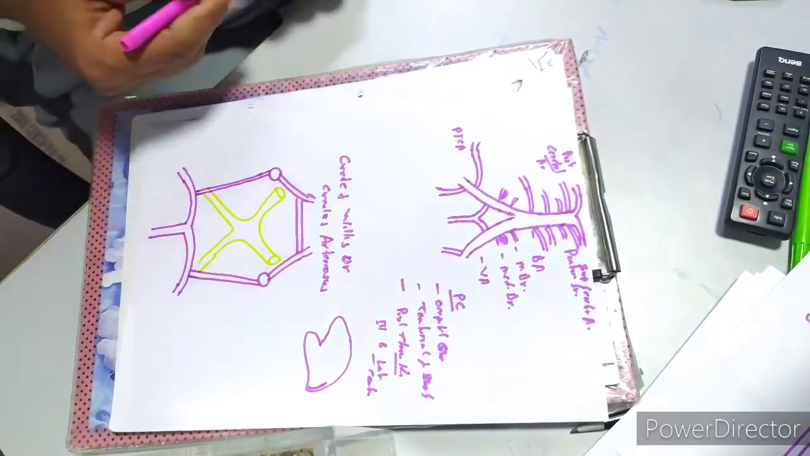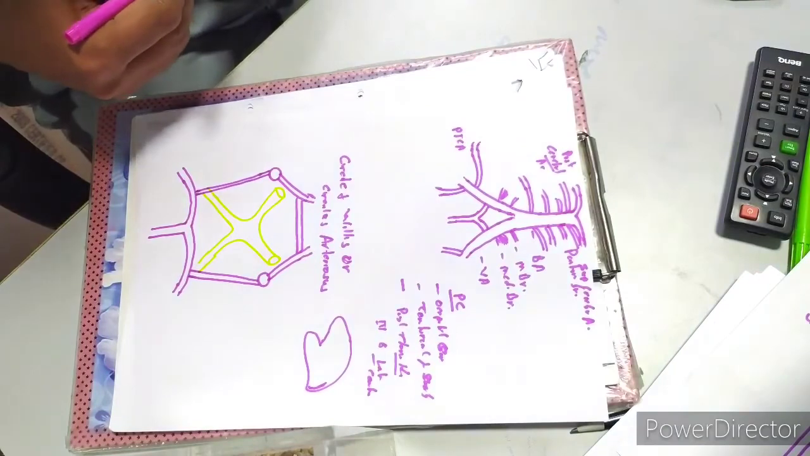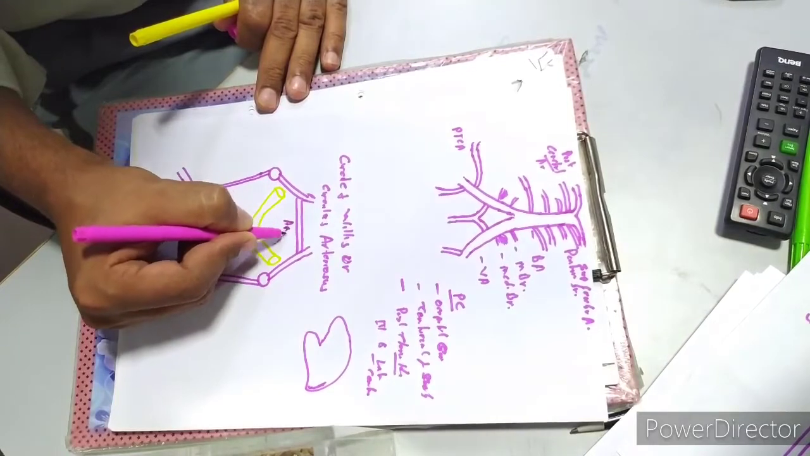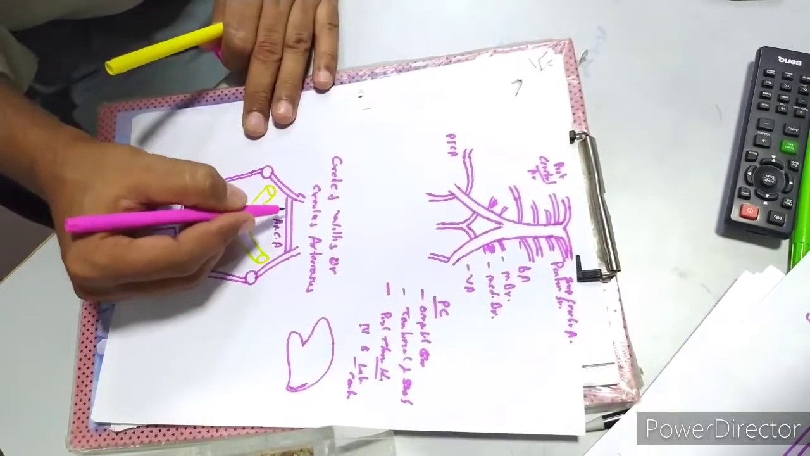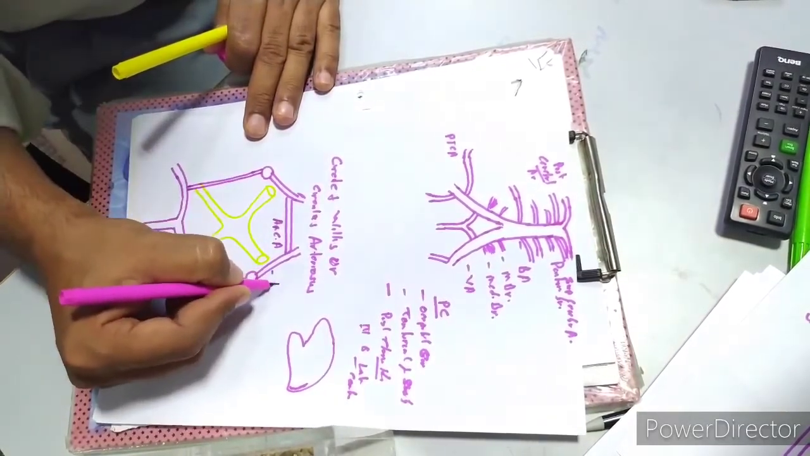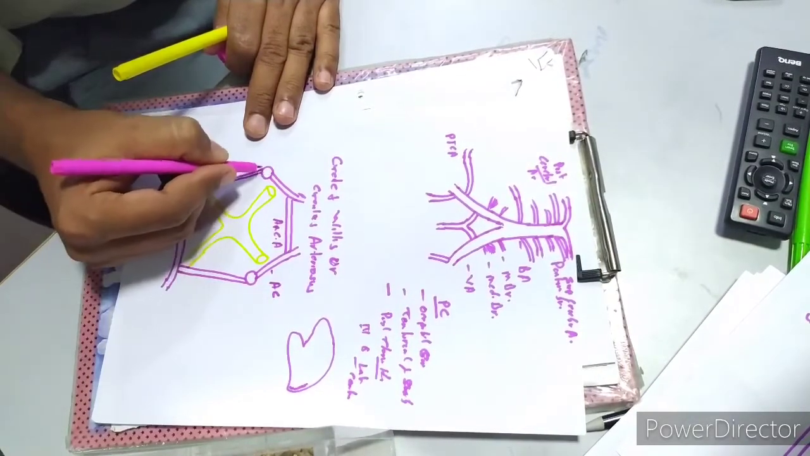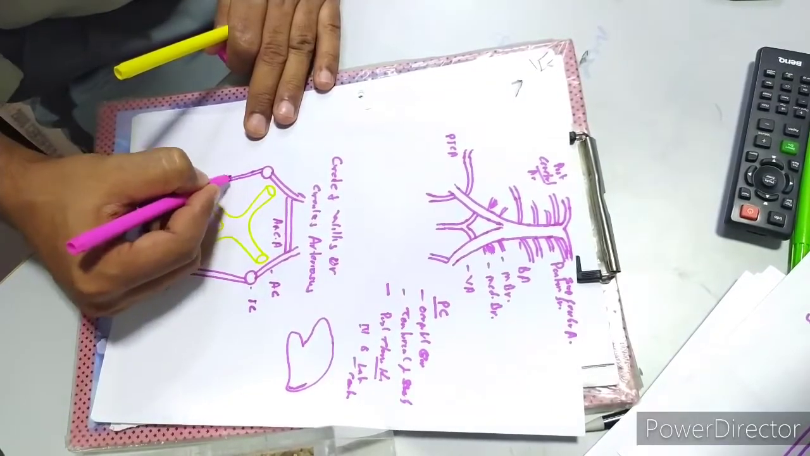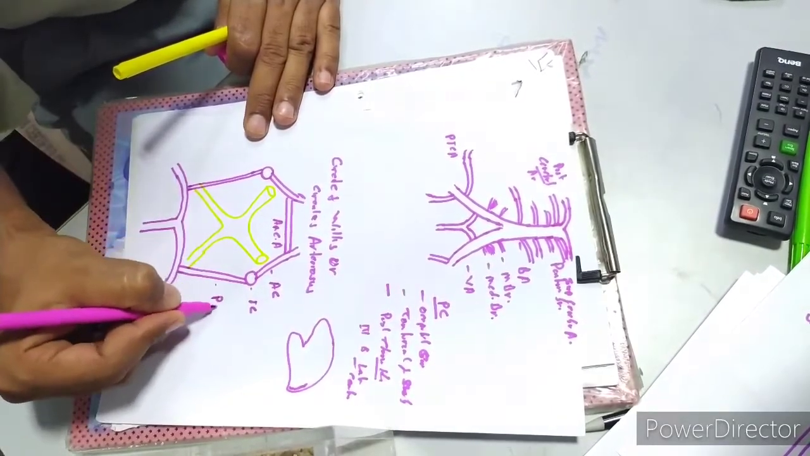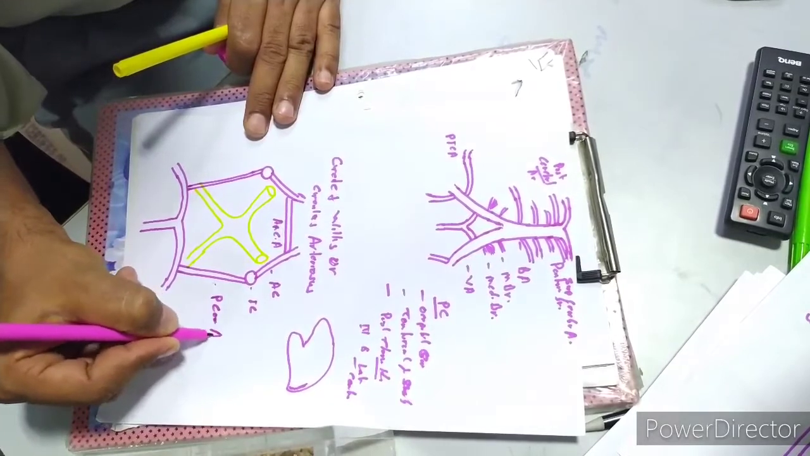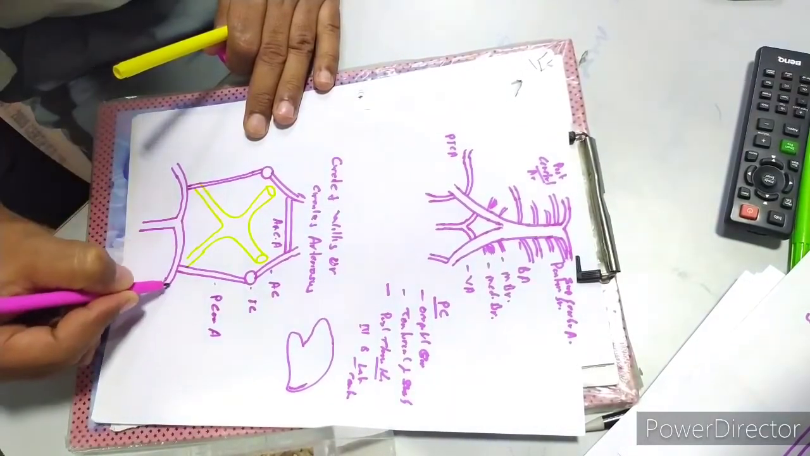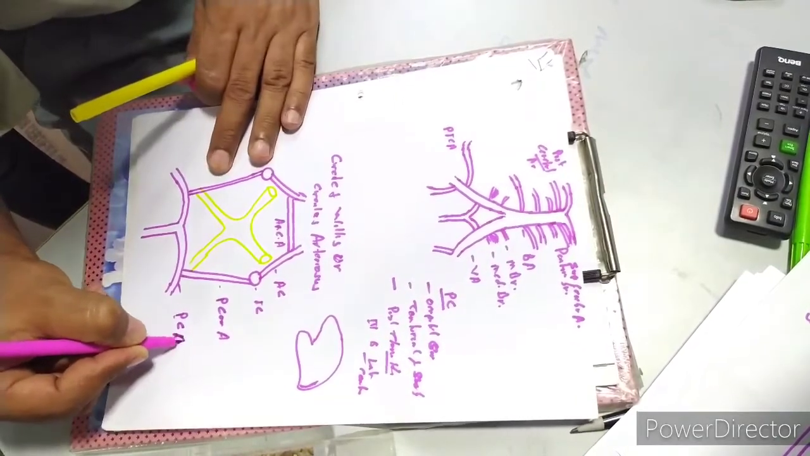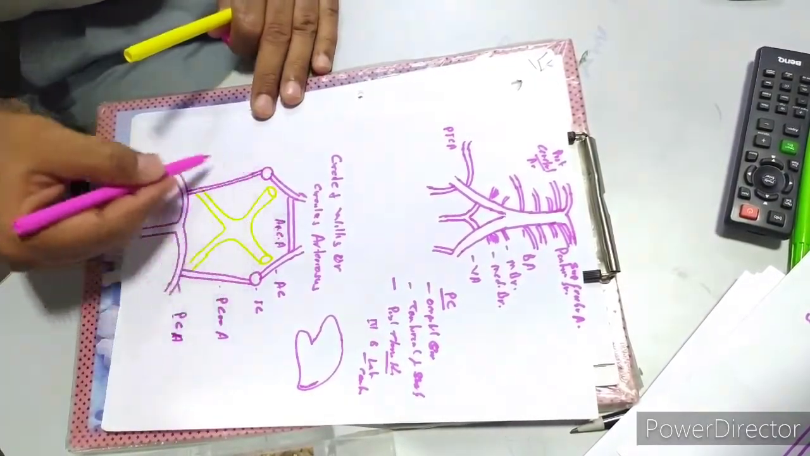And this is now the circle of Willis. The circle of Willis is formed anteriorly by the anterior communicating artery. Anterolaterally, it is formed by the anterior cerebral artery. Laterally, it is formed by the internal carotid artery. Posterolaterally, it is formed by the posterior communicating artery. And the posterior part is formed by the posterior cerebral artery. So one circle is formed.